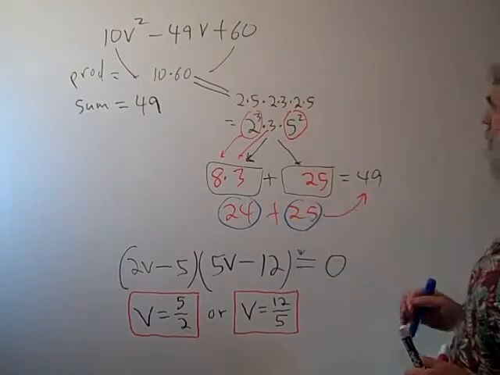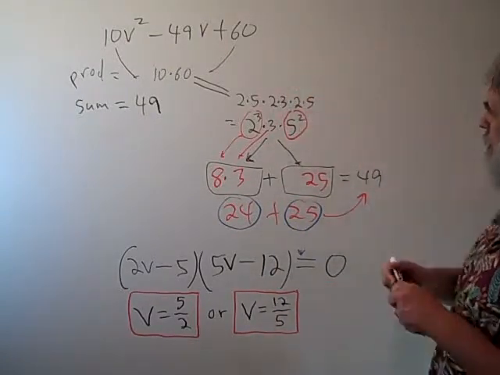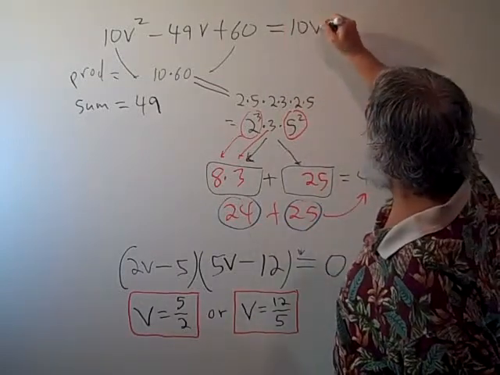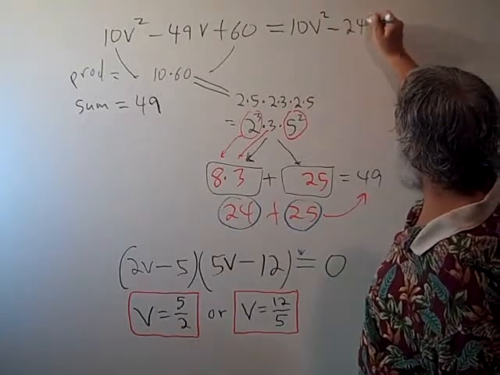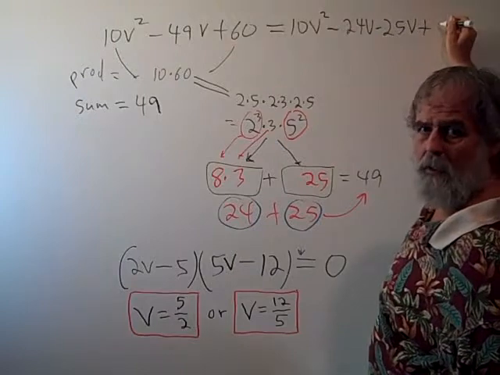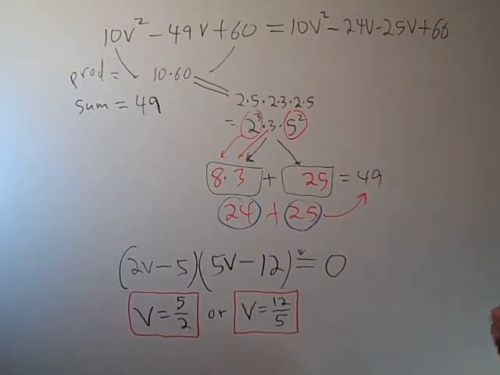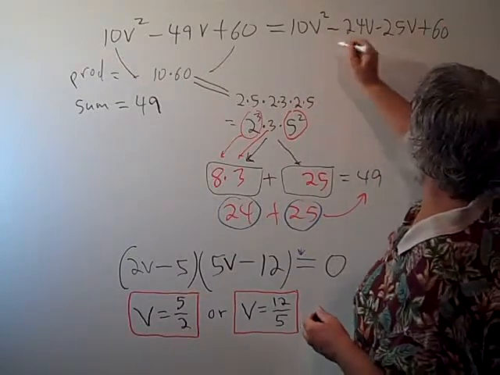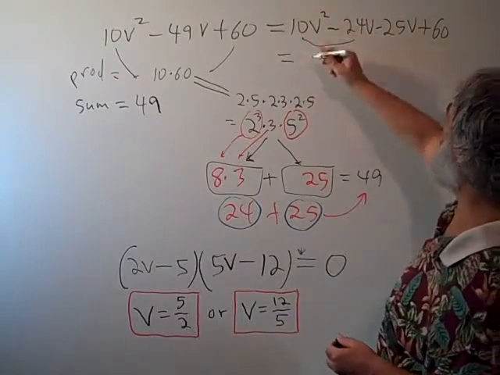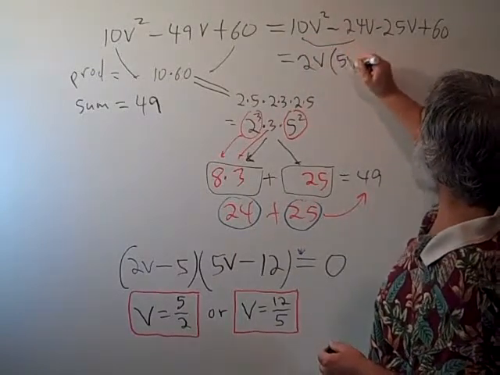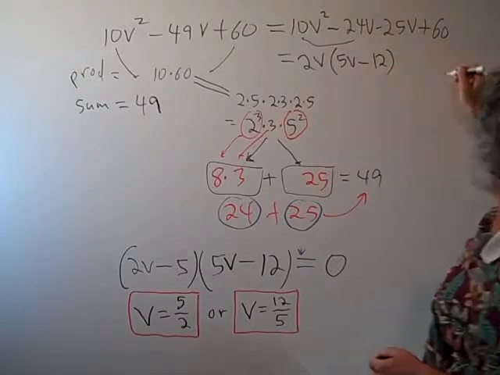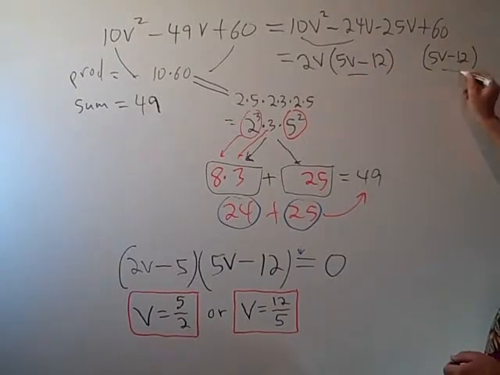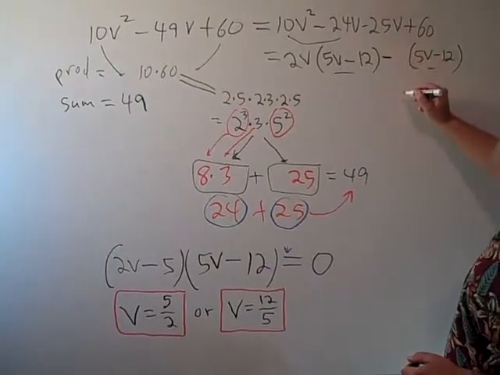24 and 25. Now we rewrite the middle term up here using 24 and 25. So 10v squared minus 24v minus 25v plus 60. And factor by grouping will work to finish this off. So out of the first two terms, you can factor out a 2v. 2v times 5v minus 12. Then you know it's a 5v minus 12 over here as well, to be the same as this for factor by grouping to work. So we had to factor out a negative 5.